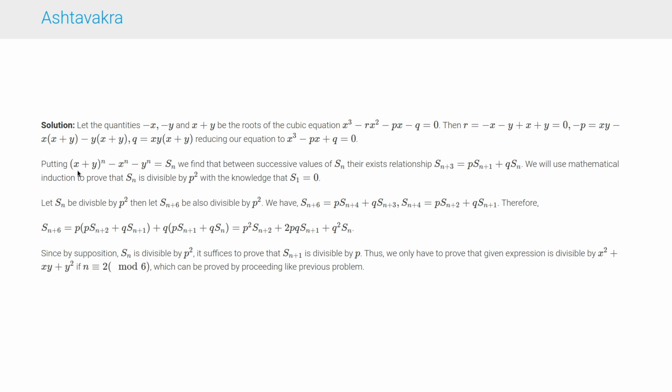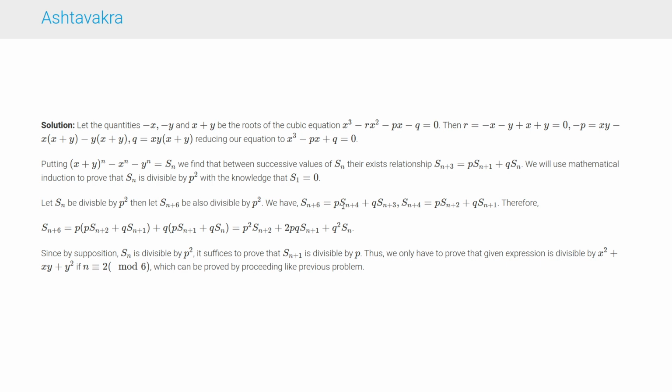Now we put Sn is equal to (x plus y) to the power n minus x to the power n minus y to the power n. We find that between successive values of Sn there exists a relationship: Sn plus 3 is equal to P Sn plus 1 plus Q Sn. We use mathematical induction to prove that Sn is divisible by P square, with the knowledge that S1 is equal to 0. Now we let Sn be divisible by P square for mathematical induction, and then we show that Sn plus 6 is also divisible by P square.